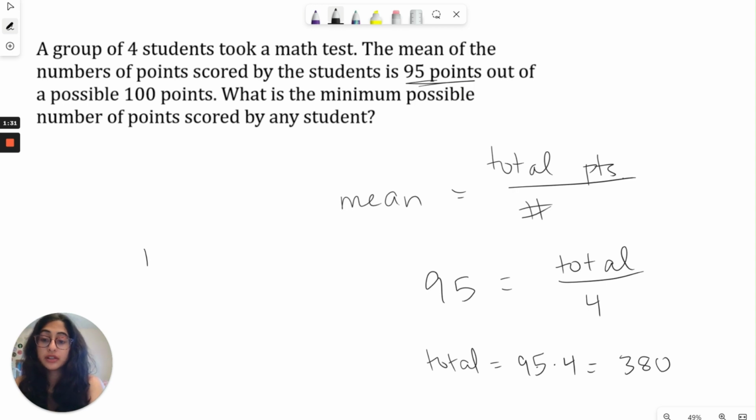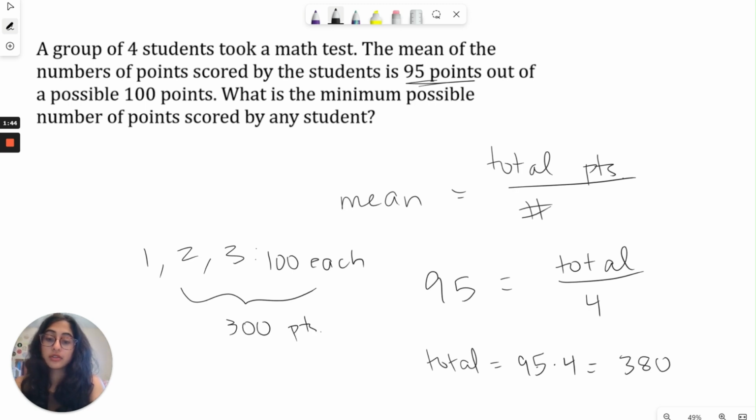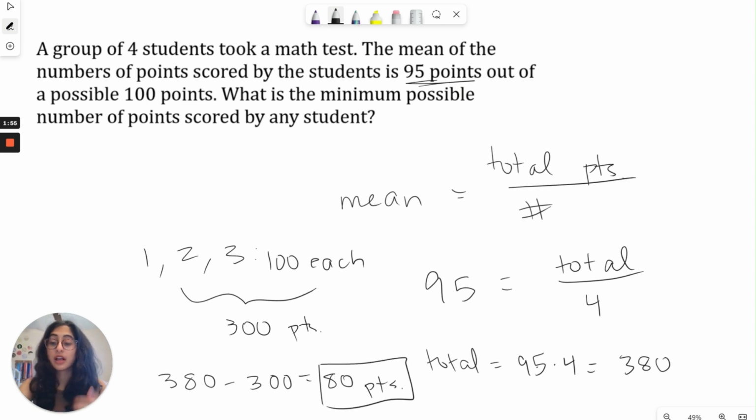So if students 1, 2, and 3 had the max number of points, they had 100 each, well, that would make 300 points total between the 3 of them. So that would be 300 points. And then just subtracting 300 from 380, well, we get that in that case, the 4th student could have gotten a minimum of 80 points as long as those other 3 students got 100 each. So that's the minimum number of points scored by any student. It's 80 points.